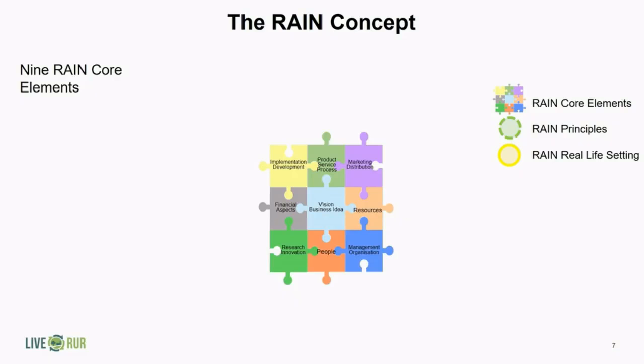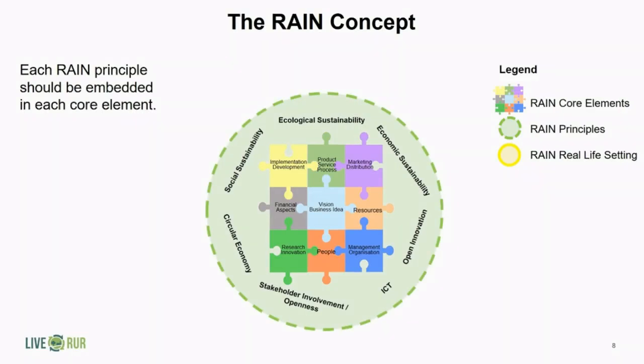The 9 elements comprise vision, that is, the business idea, product, service and process, people, resources, management or organization, financial aspects, marketing and distribution, research and innovation, implementation and development. The RAIN core elements are embedded in what we call the RAIN principles. When designing each core element, make sure to consider those principles.